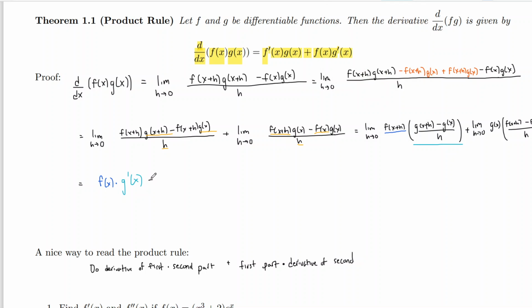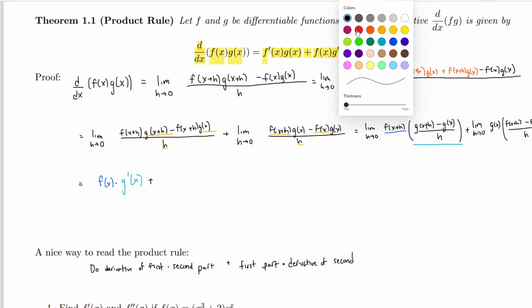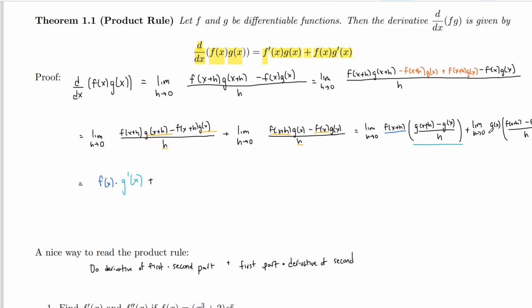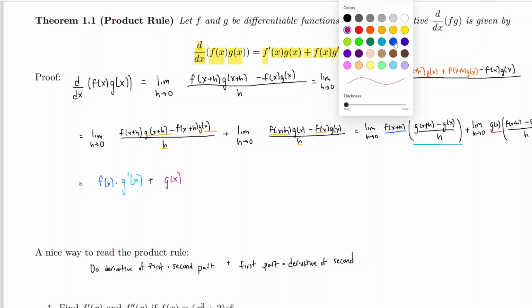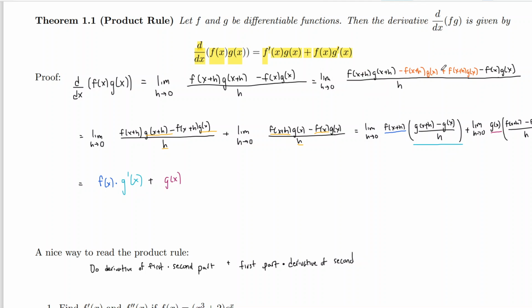Then we got our plus in between. The next thing we have to do the limit of, we have g of x. Since there's not even an h there, that's just g of x. And then the last part, what happens when we do the limit as h goes to 0 of f of x plus h minus f of x over h? Well, that's the definition of the derivative of f of x. So it's f prime of x.